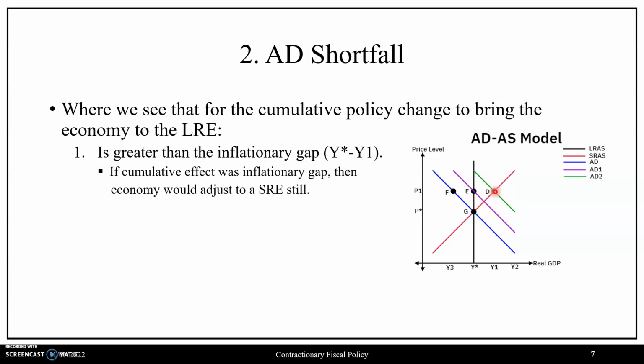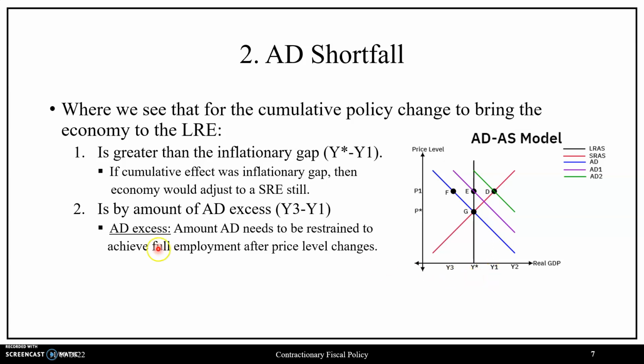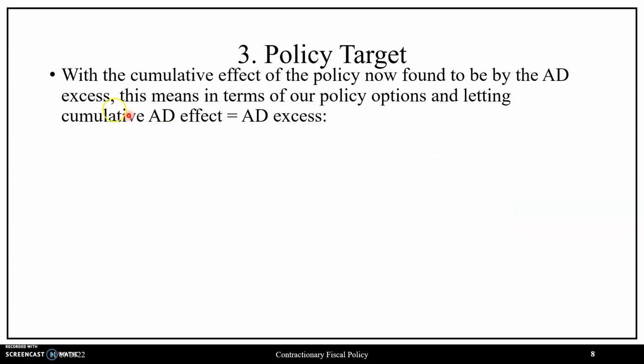So the government needs to target by more than the inflationary gap, where the precise amount is going to be by the AD excess, which in this case in our graph is going to be Y3 minus Y1, in which the AD excess is the amount AD needs to be restrained in order to achieve full employment after price level changes, in that after the initial change of the policy has been realized and the negative multiplier effect has kicked in, the economy will adjust to a long-run equilibrium state after price level changes, just as the definition would suggest.